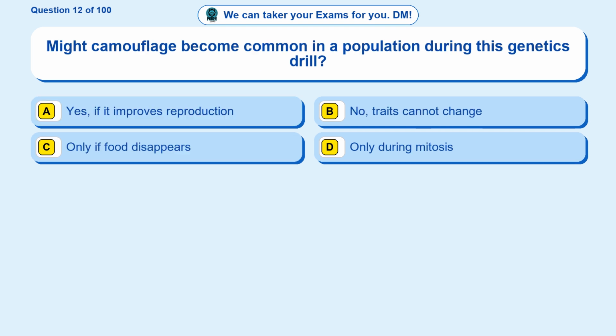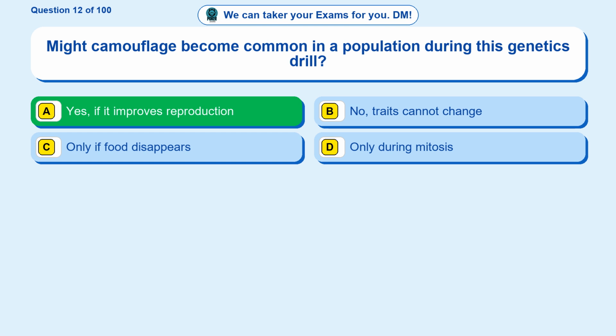Question 12. Might camouflage become common in a population during this genetics drill? Option A. Yes, if it improves reproduction. Option B. No, traits cannot change. Option C. Only if food disappears. Option D. Only during mitosis.